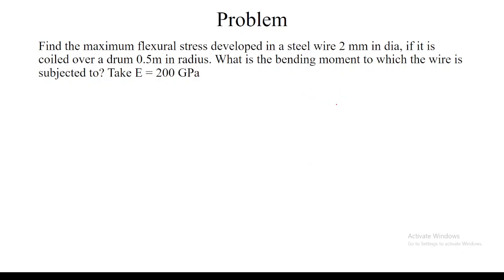So first, what is actually given in the question? You are actually having a drum, which is of radius 0.5 meters, and over this you are coiling a steel wire. This steel wire is of diameter 2 mm.